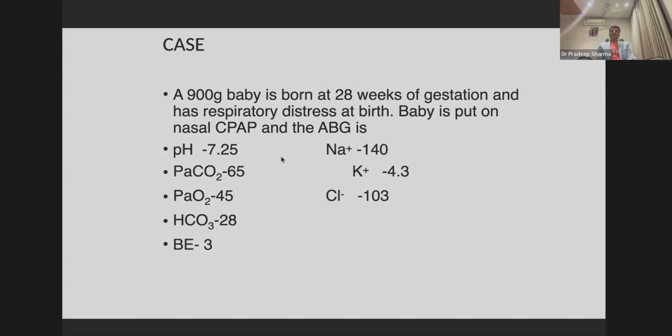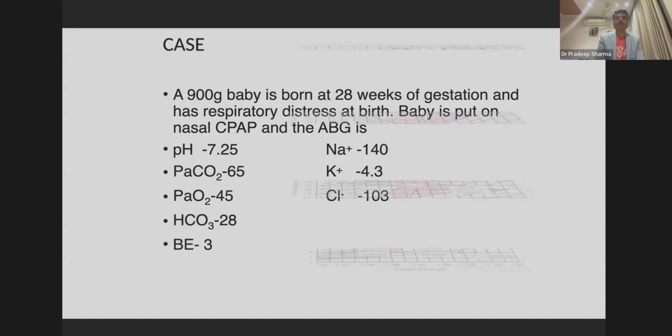This is a baby just born at 28 weeks, had RDS, and the baby is put on nasal CPAP. This is the blood gas. How will you interpret this ABG? Okay, the answer is respiratory acidosis. Someone has written that. Let me see.